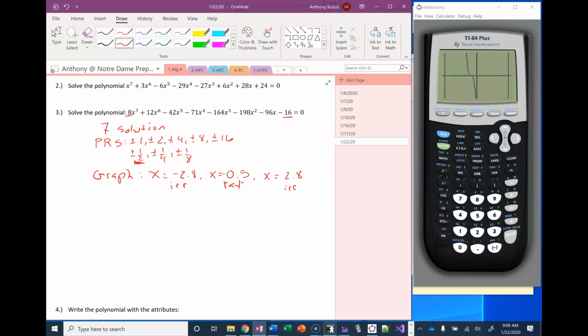Next thing that I'm going to do is look at how these x-intercepts are occurring. I'm going to look if they're bends, bounces, or straights, because that'll tell me how many times that solution might be used when I do my synthetic division. So negative 2.8 is passing straight through. 0.5, or I'm sorry, negative 0.5, that looks like a bend. And then positive 2.8 is going straight through. Okay.